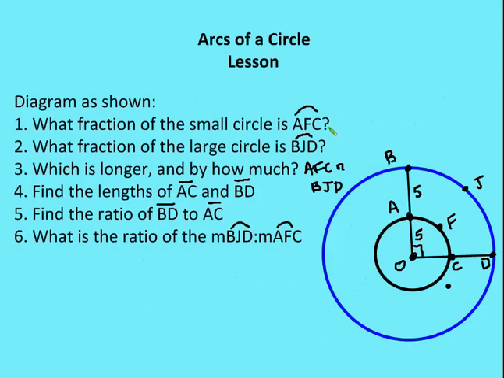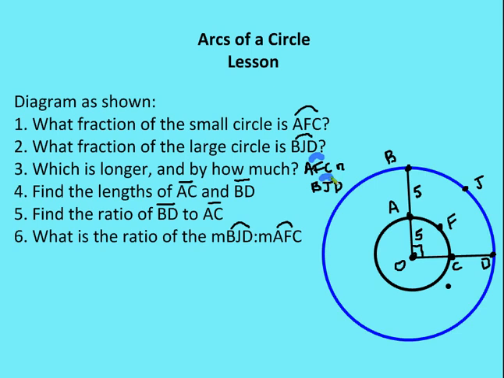Okay, so as a problem, I want you to figure this out, and I'll give you the answers in just a second. So I have the diagram as shown. BO is perpendicular to OD. I have A as part of BO. OA is a radius. OB is a radius. BA is 5, and AO is 5. So I want you to figure out what fraction of the small circle is arc AFC, what fraction of the large circle is arc BJD, which is longer and by how much, AFC or BJD.